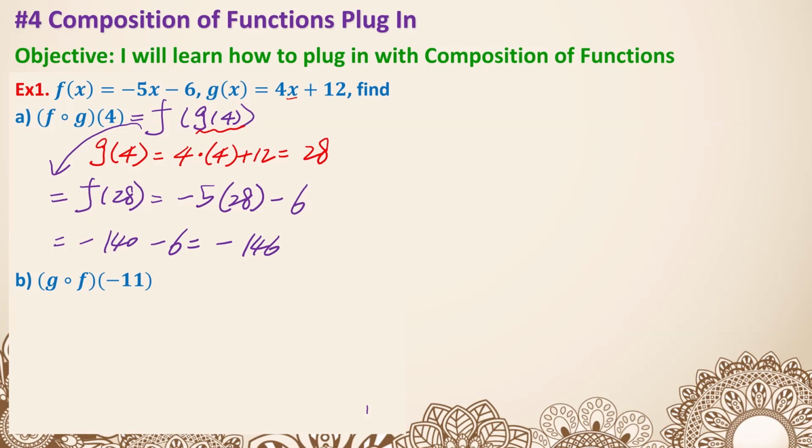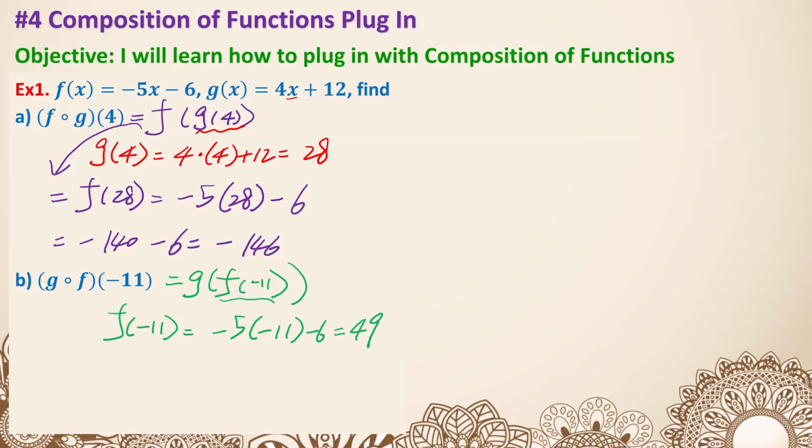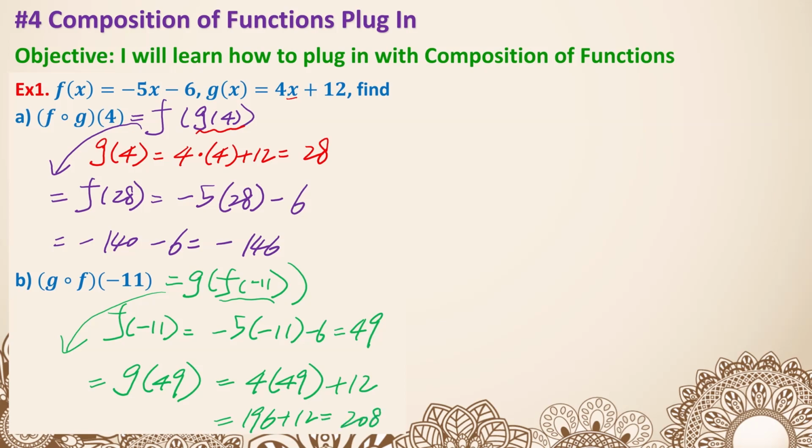Next, same thing. This time is g of f of negative 11. So we're going to start from the inside. We're going to start with the f of negative 11. That is going to be negative 5 times negative 11 minus 6. So it's a 55 minus 6, which is a 49. And afterwards, now we can go back, because that is going to be g of 49. We can replace the f of negative 11. So let's plug 49 in. 4 times 49, then plus 12. So it's 196 plus 12, simplifies to be 208.